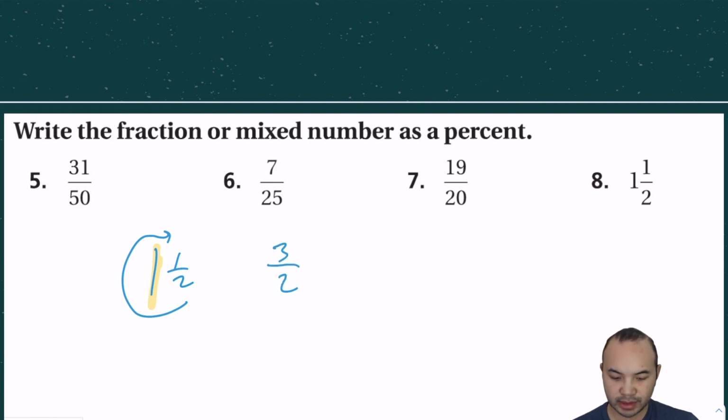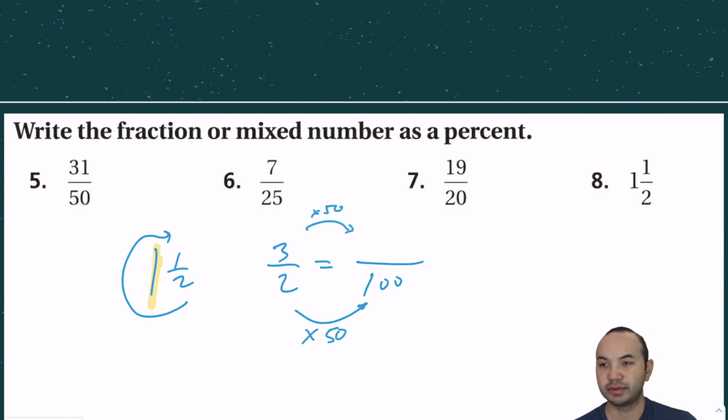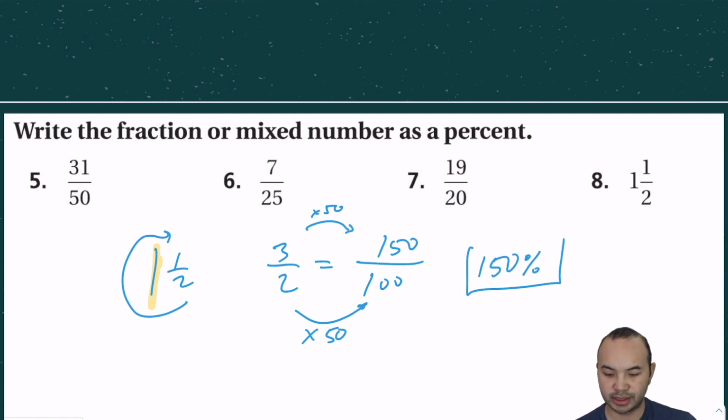There we go. And I want to somehow make this into 100. So how do you get from 2 to 100? You multiply by 50. Okay, so 2 times 50 is 100. Good. 3 times 50 is 150. So now you have 150 over 100, so 150%. So anytime you have an improper fraction or a mixed number and you change that to a percent, it's going to be over 100.